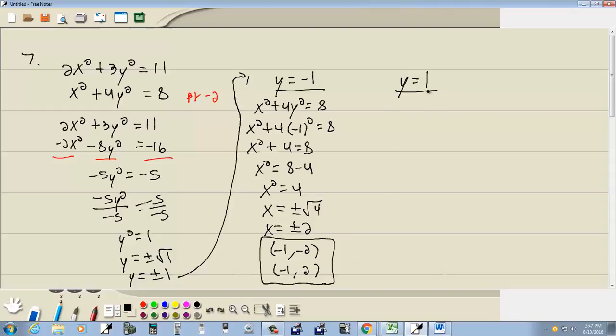Now we want to do the same thing with the y equals 1. So I got x squared plus 4y squared equals 8. We'll plug 1 in for the y. So I got 4 times 1 squared equals 8.